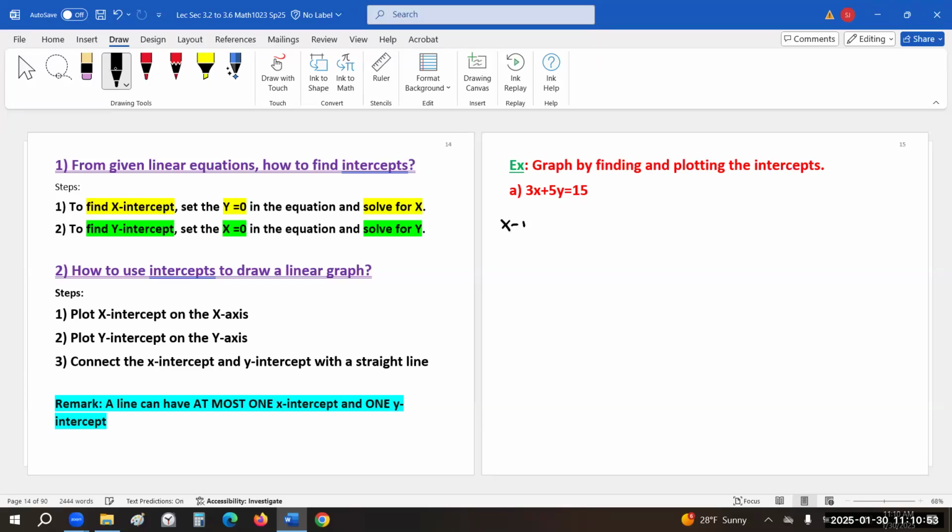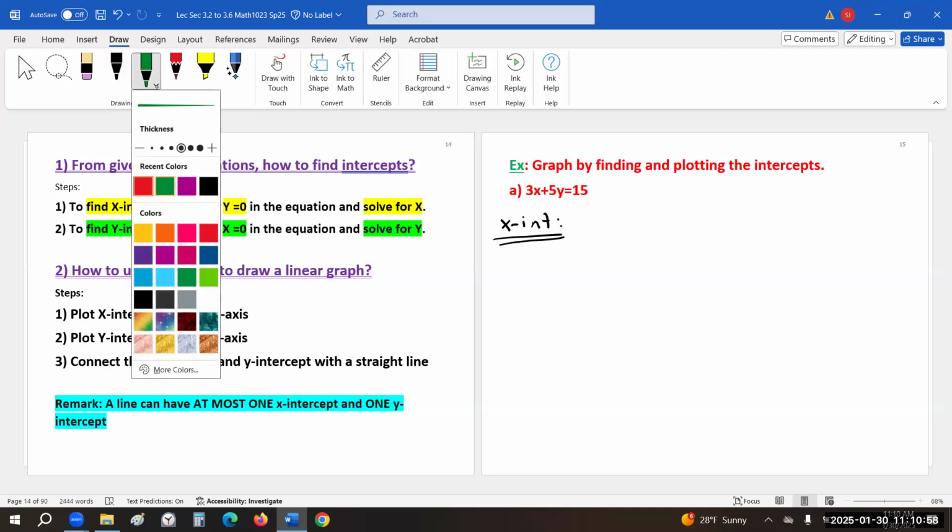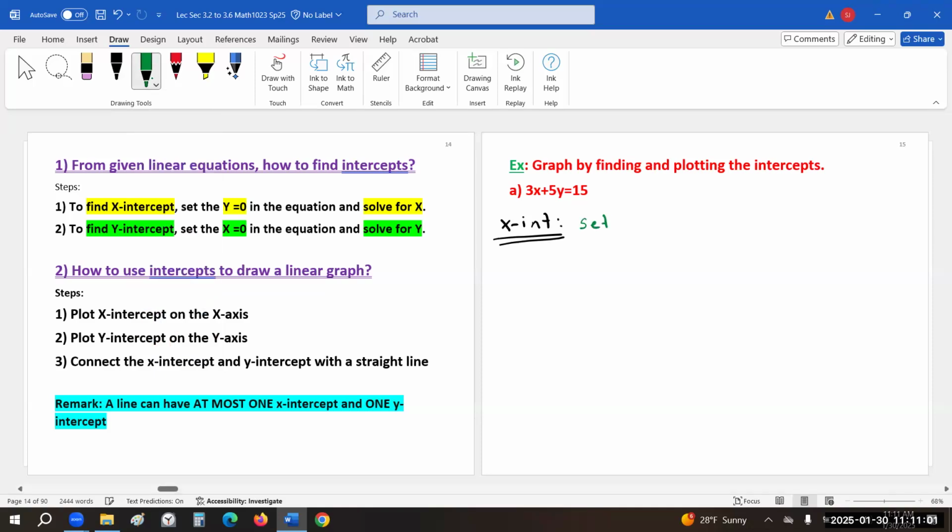So first we are going to find x-intercept. To find the x-intercept, we are going to set y to be 0 so that y vanishes, and we're going to solve for x. So the equation is 3x plus 5y equals 15. Set y to be 0 means this entire y term becomes 0. So we're not going to see any more y term.